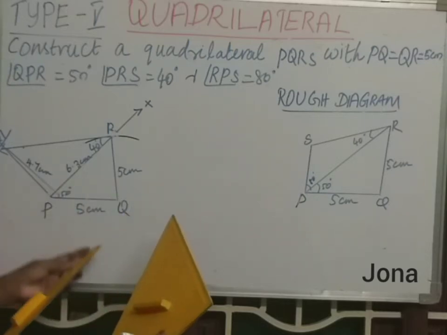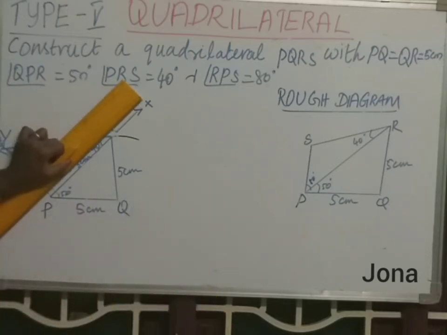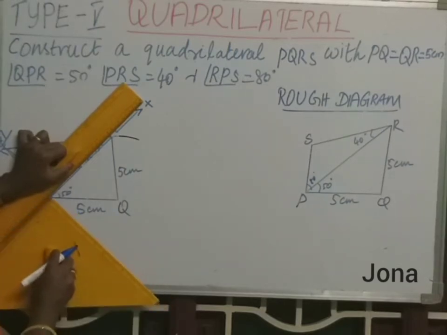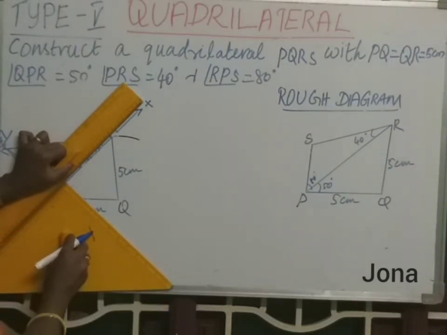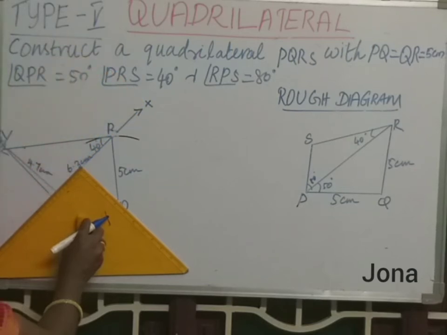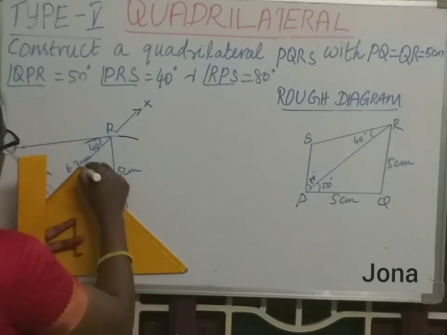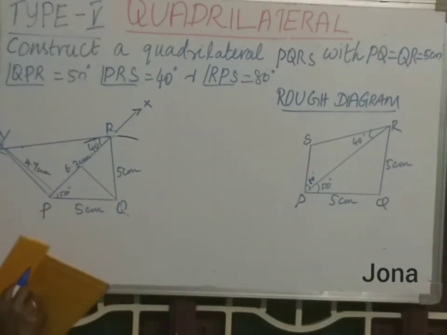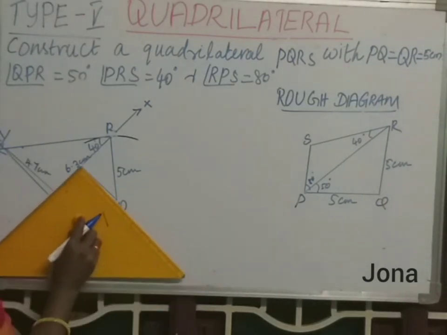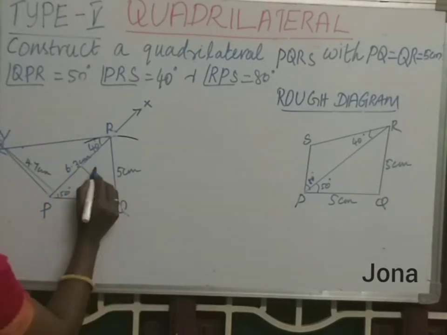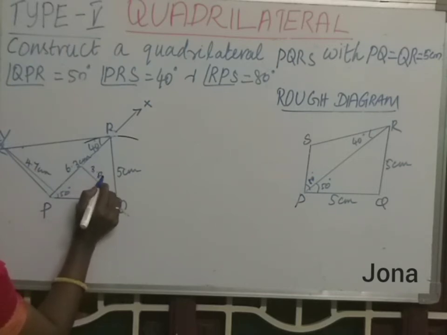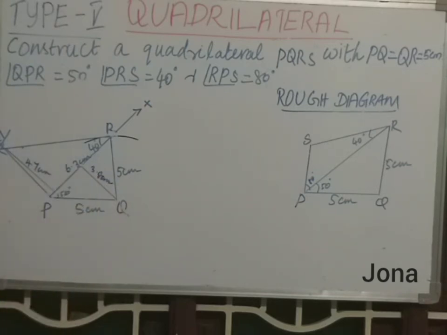Again I want to draw the perpendicular line from here. So keep the scale here and then keep this set square like this and move towards this, so that I can have the perpendicular line here. So draw the perpendicular line. I want to measure this also. So this is 3.8 centimeter. Okay. Now we have the diagonal and heights H1 and H2.